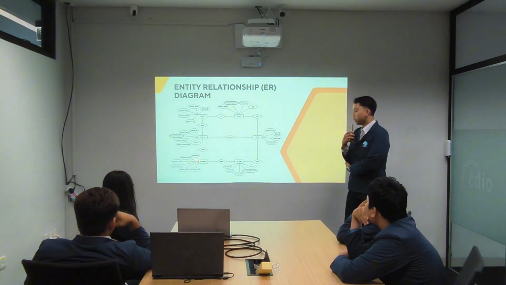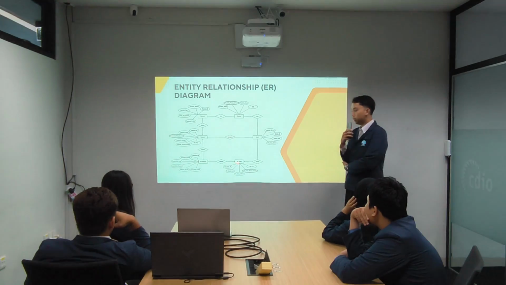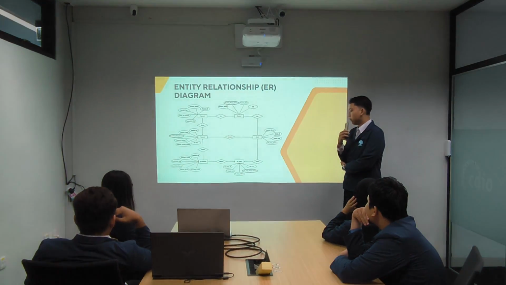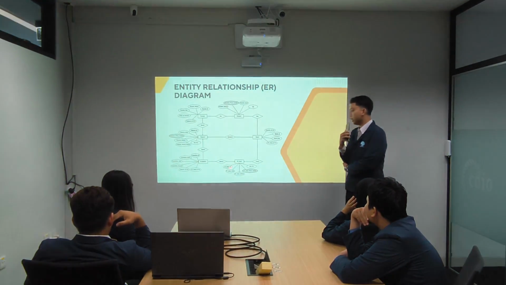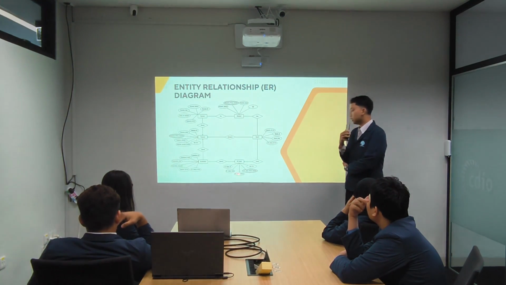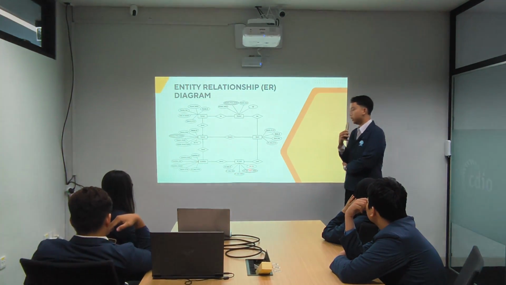Next, we have the relationship account that connects to the neighborhood head entity, which has 5 attributes: neighborhood head ID as a primary key, neighborhood head name, neighborhood head address, neighborhood head phone number, and nick as a foreign key.